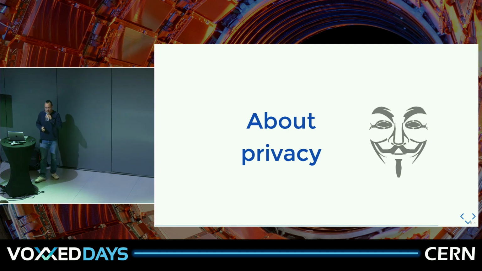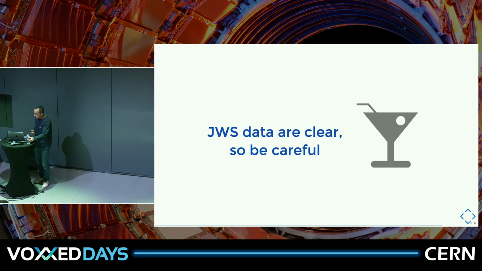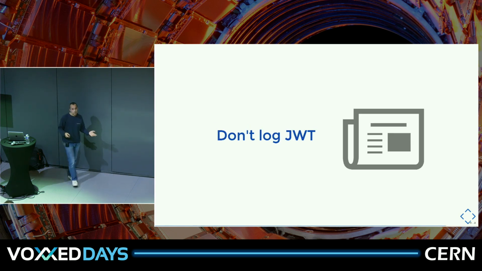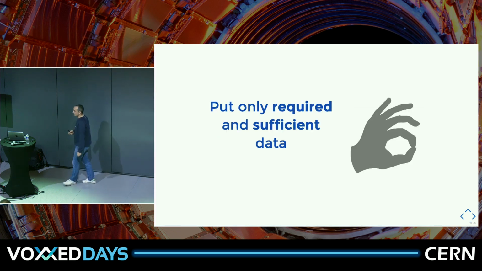Just a few words about privacy. JWS data is totally clear, of course. So don't put any sensitive information in this token, so no password or etc. Don't log JWT, as you won't log any password or API token. And keep in mind that it should remain compact, so put only required and sufficient data, and maybe you will have to increment on that if you really need some more data in the token.